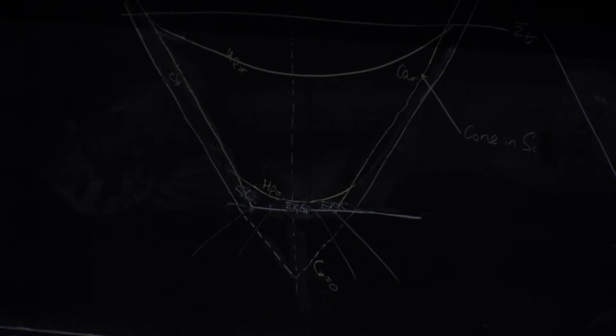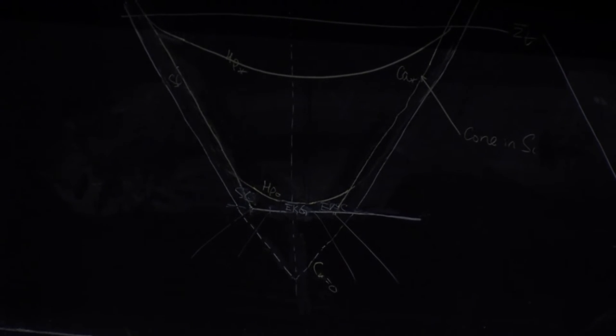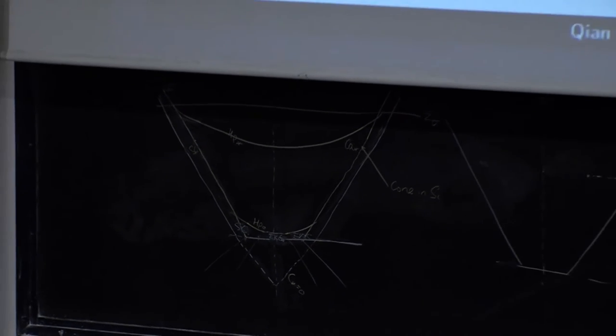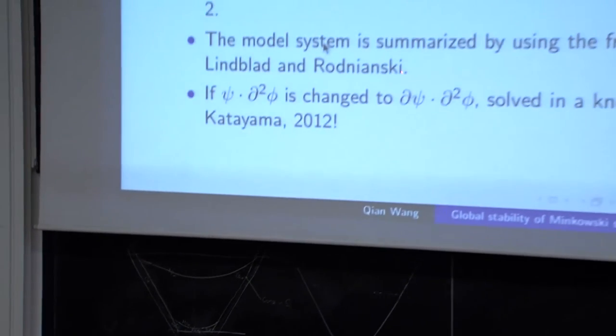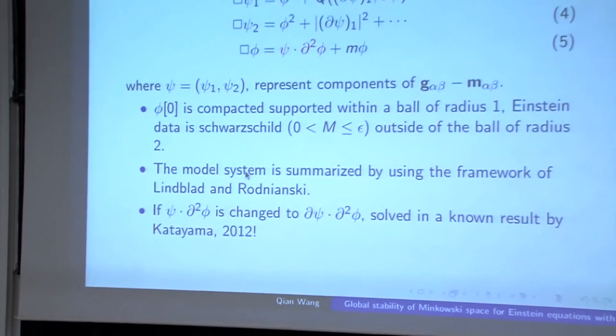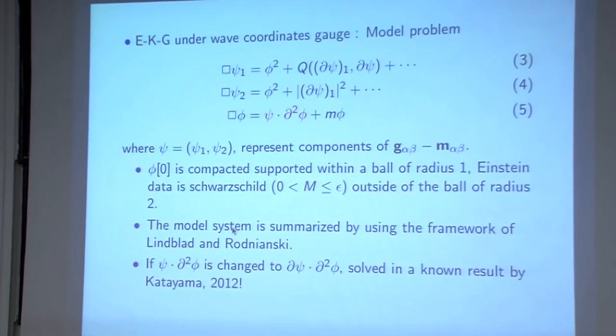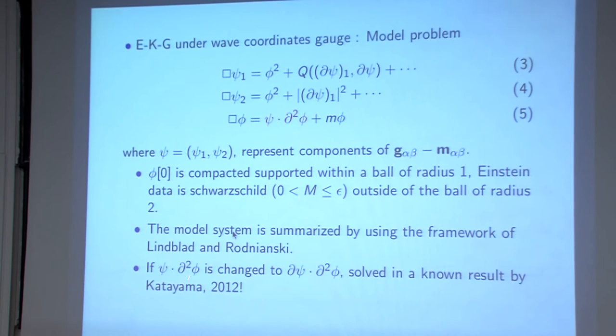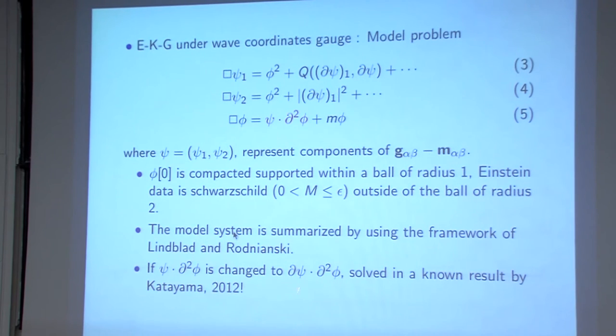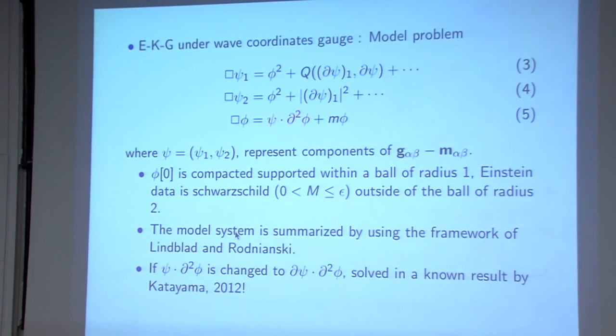Okay, and we assume the M in the Schwarzschild metric is small, smaller than epsilon, and is Schwarzschild outside the ball of radius 2. Okay, so if this phi is changed to partial phi, meaning the metric is upgraded from psi to just partial psi, it is actually simple. So you can actually use the known result, just do it directly. So it's actually done by Katayama.